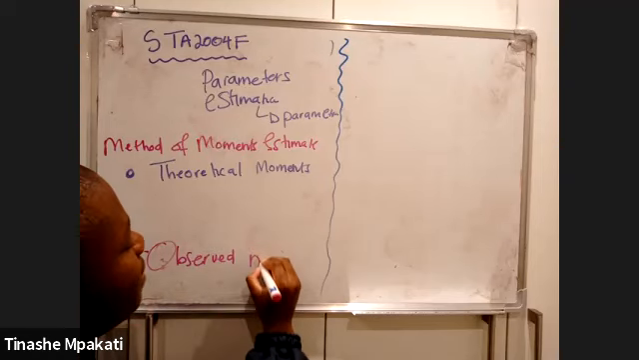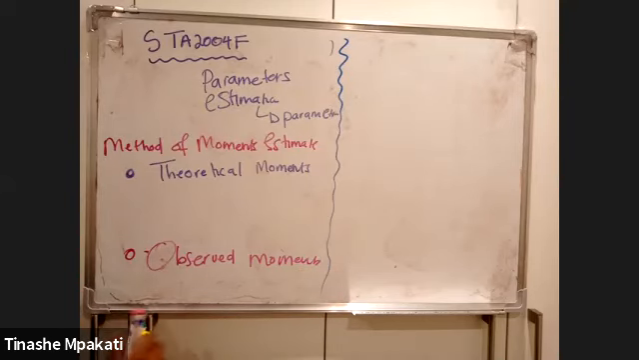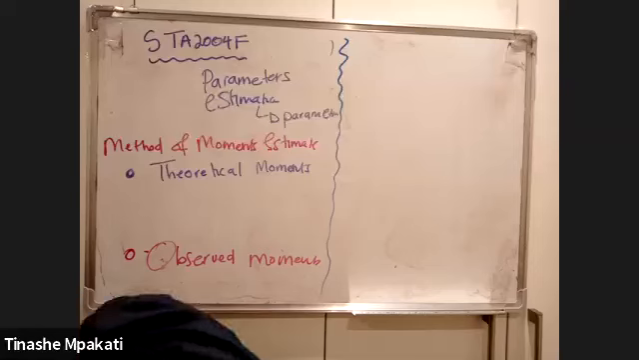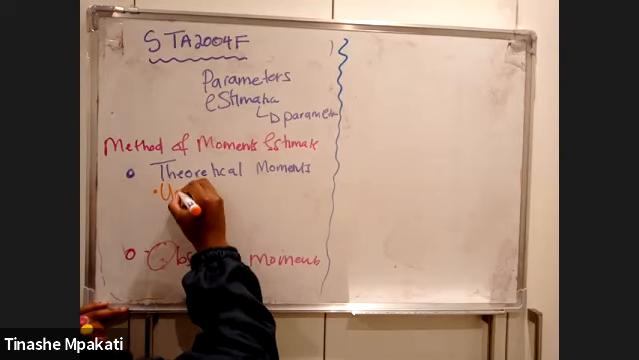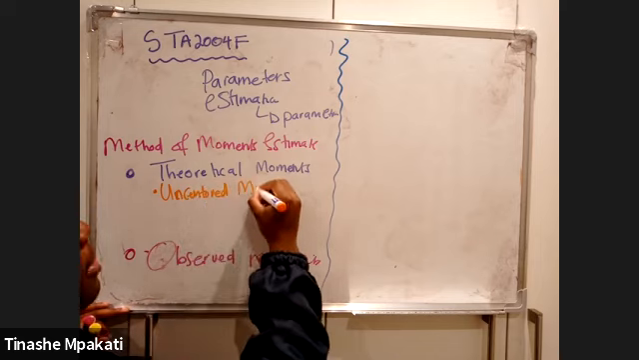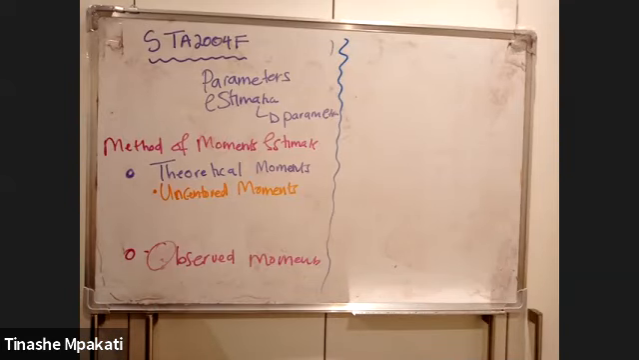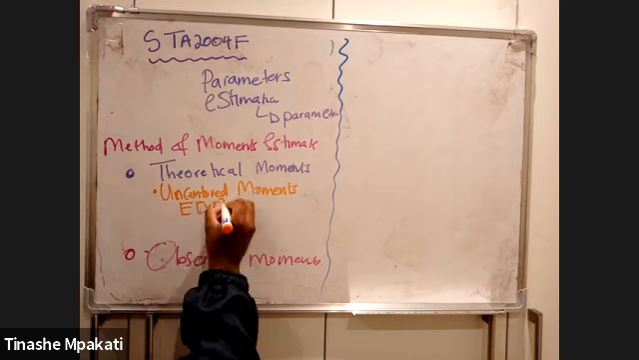Okay, observed moments. And on the theoretical moments, you will also have your unstandardized moments. Remember your unstandardized moments, you can always just check this here on your notes before. Your unstandardized moments are the ones where you are going to have the expectation of your X to the power r like this.